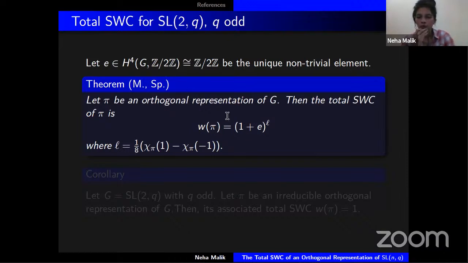If W1 and W2 are 0, then we get W3 is 0 due to something called Wu's lemma. So the first non-trivial Stiefel-Whitney class that appears in this case is the fourth Stiefel-Whitney class, and that is denoted using this element E. And here also we can express this L in terms of this character formula. We can give this character formula.